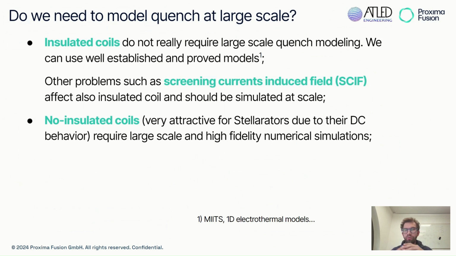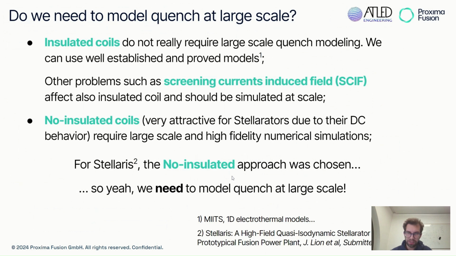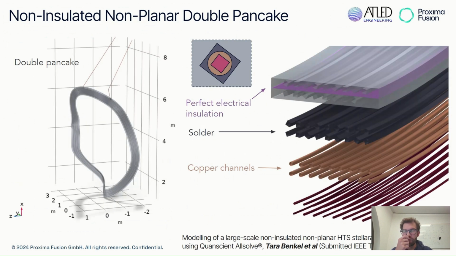So it's not always obvious that insulated coils are fully, let's say, unaffected by large-scale quench or large-scale modeling. And then we have a classic case of non-insulated coil that is very attractive for stellarators due to their DC behavior, but then they require large-scale and high-fidelity numerical simulations. In the case of Stellaris, we opted for a no-insulation approach, which means we need to model quench at large scale very much. So let me go through an example.